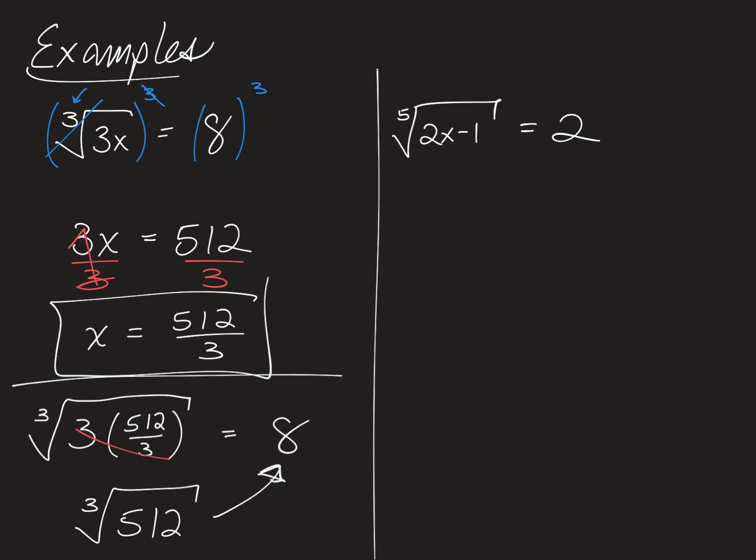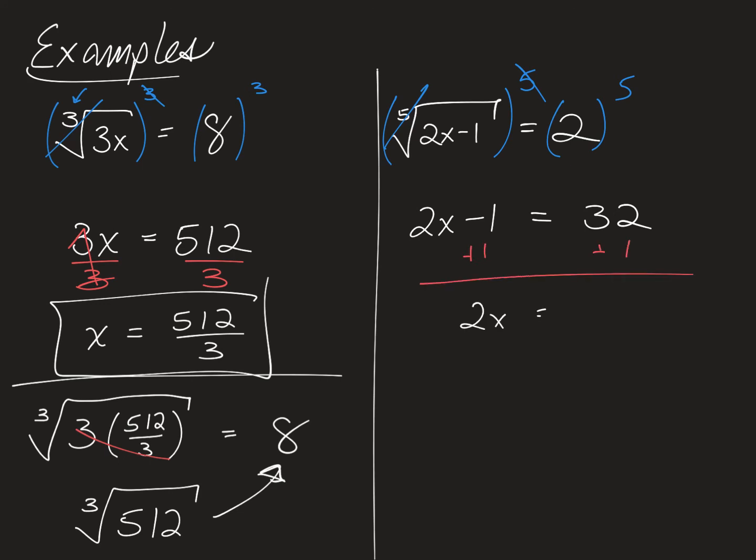Very similarly, over here on the right example, you can raise both sides to the 5th power. The 5th exponent will reduce with the 5th root. So you have 2x minus 1 equaling 2 to the 5th power, which is 2 times 2 times 2 times 2 times 2. 5 2's being multiplied together, 32. Add 1 to both sides. That will give you 2x equals 33. You can then divide both sides by 2, reducing the 2 on the left to a 1, and you'll get x equals 33 over 2.